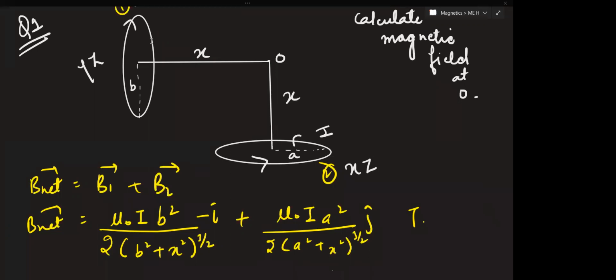Ma'am, i means along x-axis, right? Negative x-axis, minus i cap. i is the universal unit vector for the x-axis. All right, ma'am.